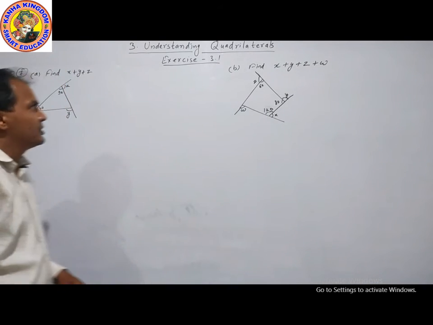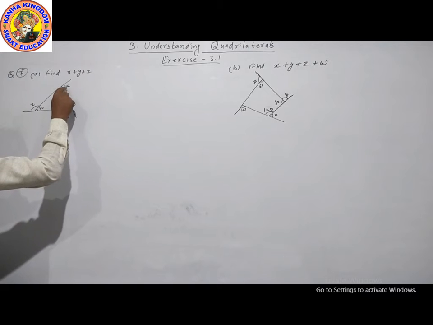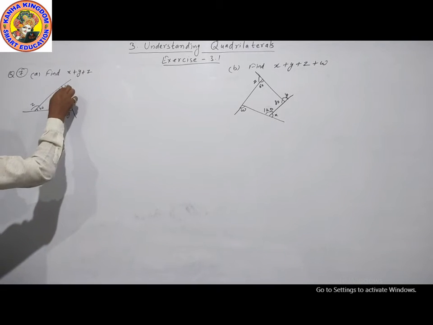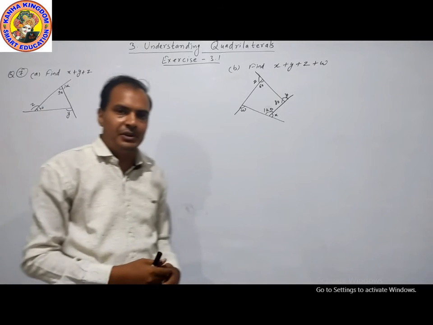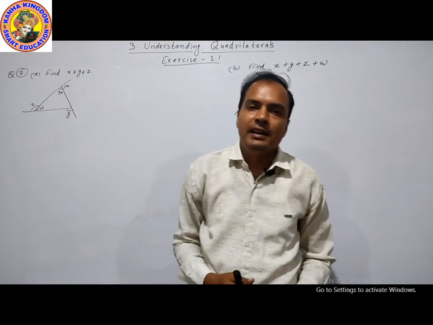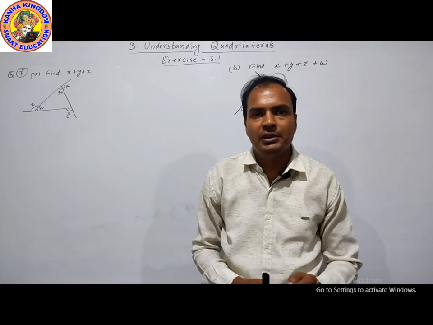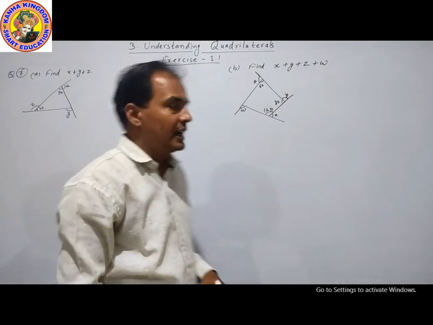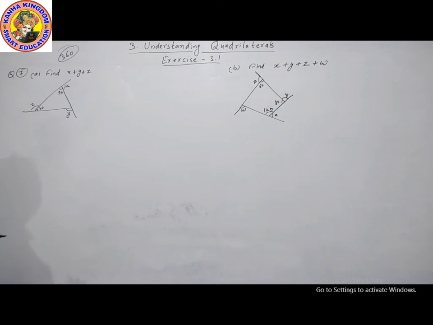Our next question is question number 7. First, find x plus y plus z. In this diagram, this is a triangle. Here x, y, z are exterior angles. In the previous video, I said that the exterior angle sum of any polygon is 360. So the answer will be 360. Now we will prove this.